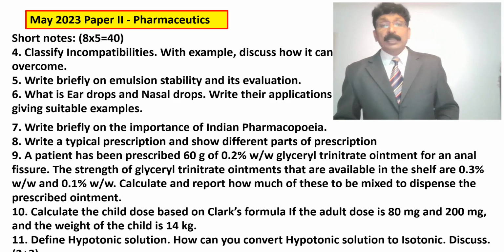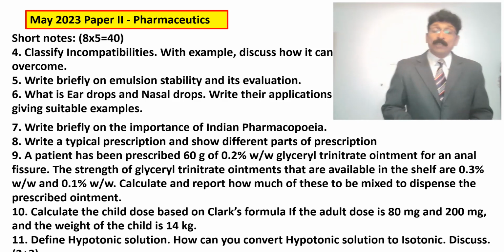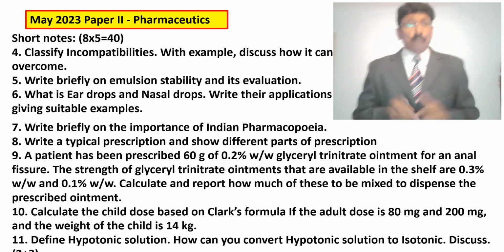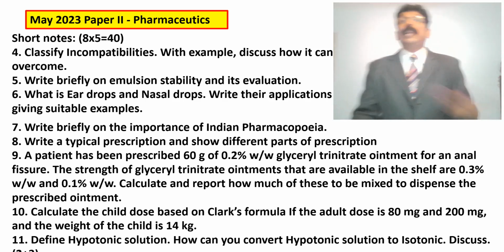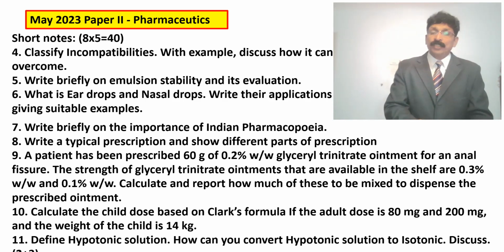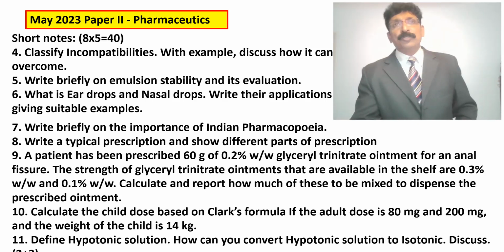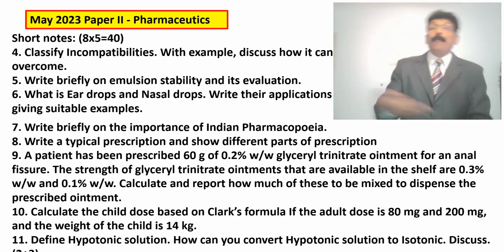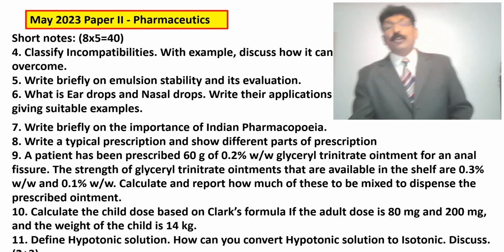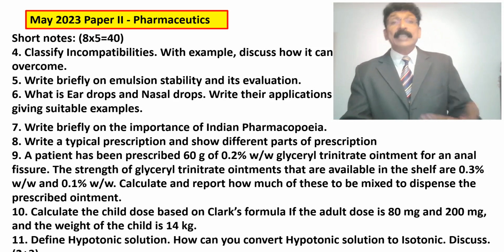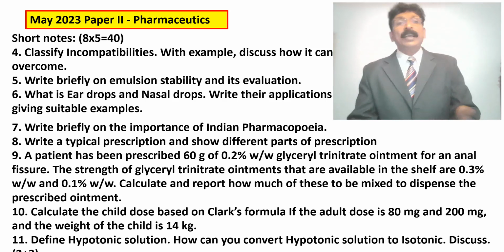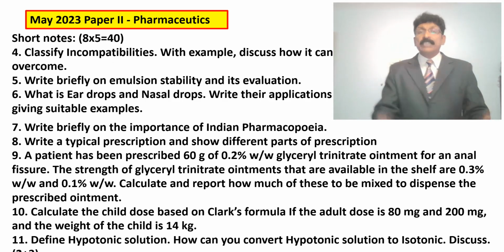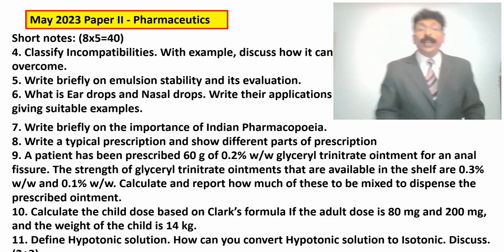The last 11th question from this May 2023 question paper: define hypotonic solution. How can you convert a hypotonic solution to an isotonic solution? Hypertonic, hypotonic, isotonic. So from a hypotonic solution, how will you make it into an isotonic solution? That discussion carries 3 marks. So 2 plus 3, 5-mark question. All the 8 5-mark questions we have discussed, you can group them by which unit they belong to.